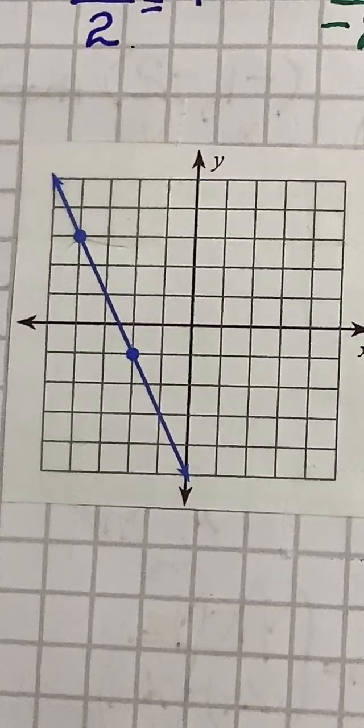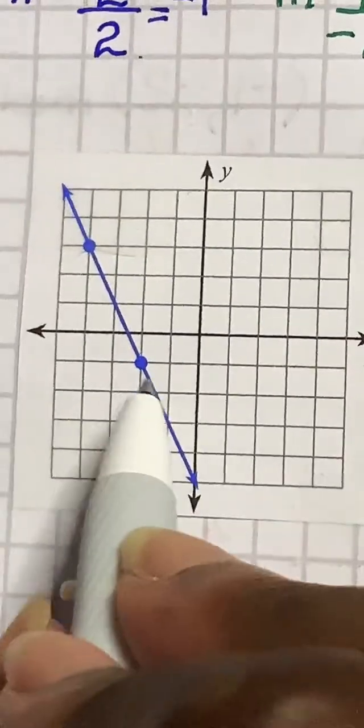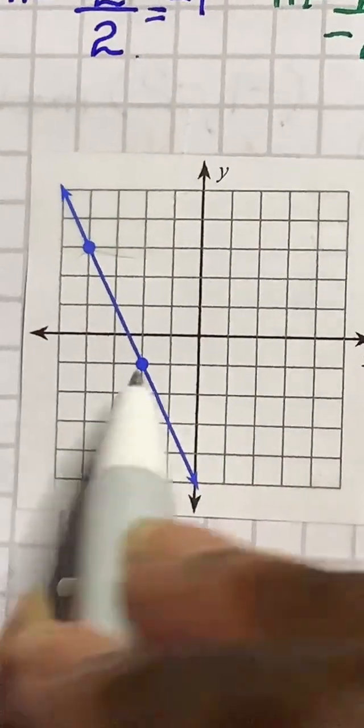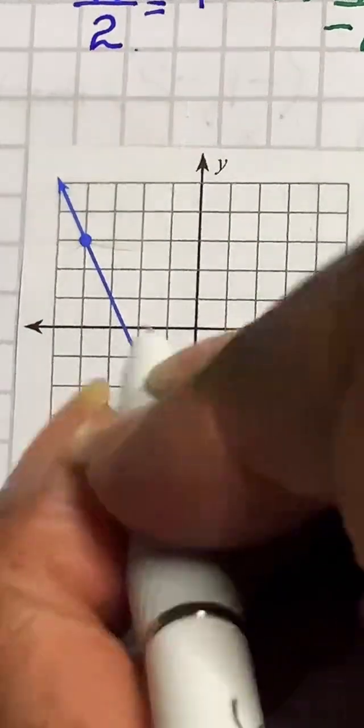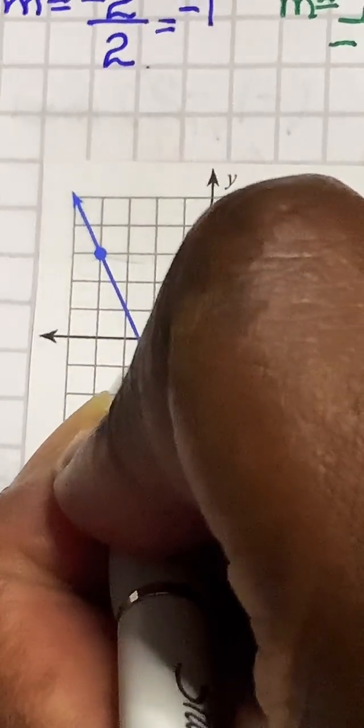Okay. All right. So they gave us 2 points. You could do one of two things. You could go up 1, 2, 3, 4. So I went up 4. And then go to the left 1, 2. So that would be a -2.